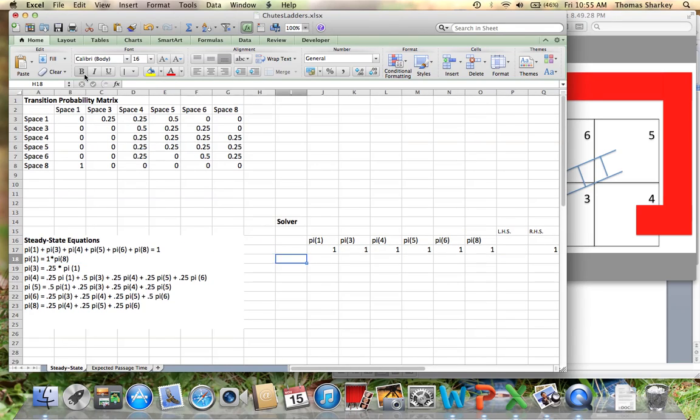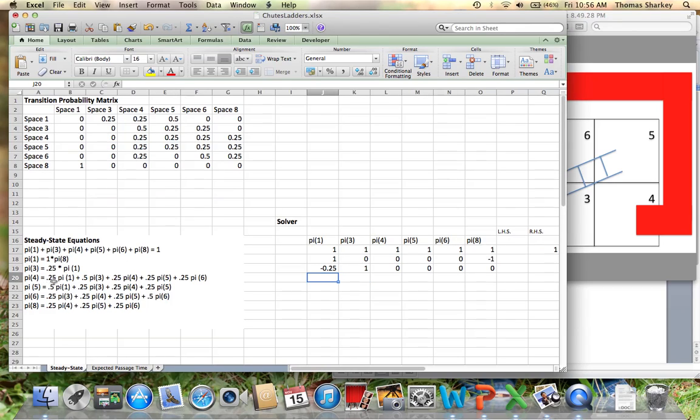And now, for each of the steady-state equations, just so it's a little bit more precise, we'll bring all the variables over to the left-hand side. So we'll have a leading entry of 1 for pi of 1, 0 everywhere else except for pi of 8, where we'll have a minus 1. For pi of 3, we'll have a minus 0.25 for pi of 1, again just bringing the 0.25 over to the left-hand side. We'll have a 1 for pi of 3, 0 everywhere else.